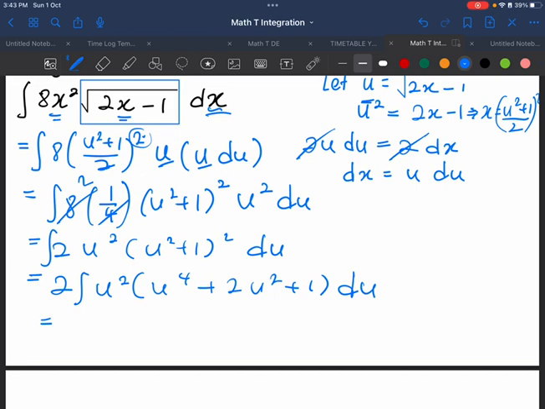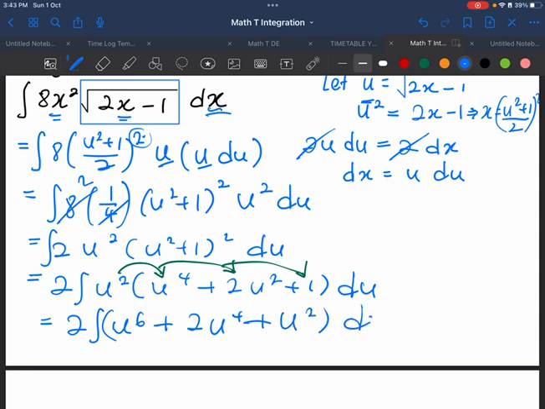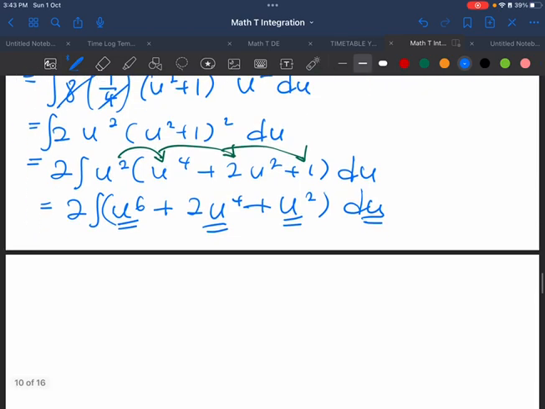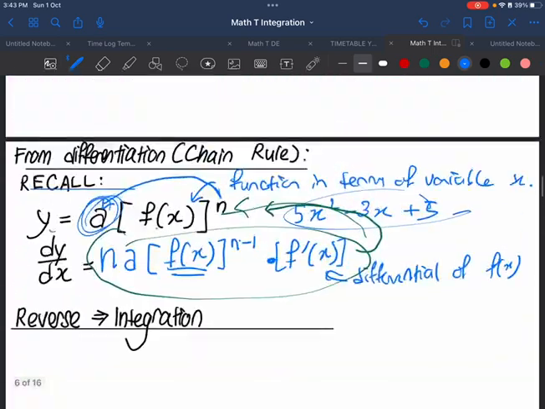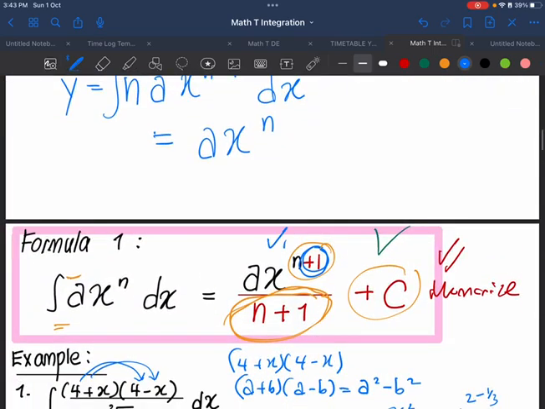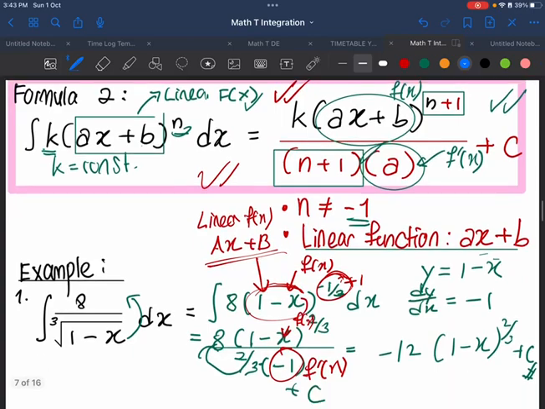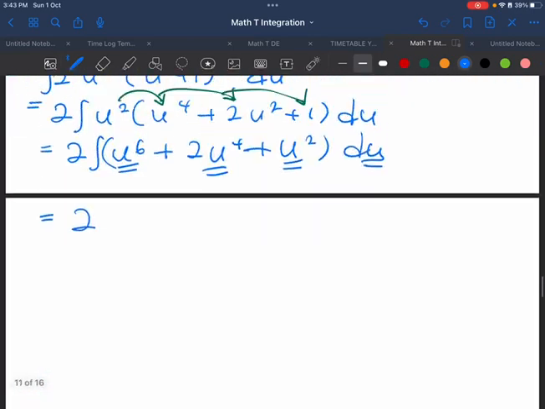Now, as I said, the simplest way is to integrate term by term. So we expand it, and you will get 2, the constant, and u to the power of 6 plus 2u to the power of 4 plus u squared du. Now everything we can integrate with respect to u, since all the variables are u. So we just use the first formula we already learned from the previous video, formula 1, and straight away apply formula 1 to get the integration.